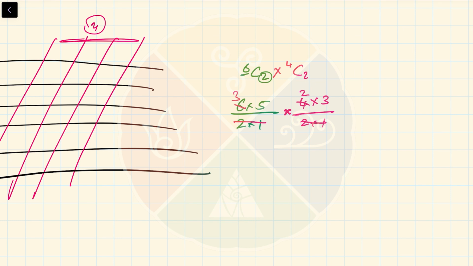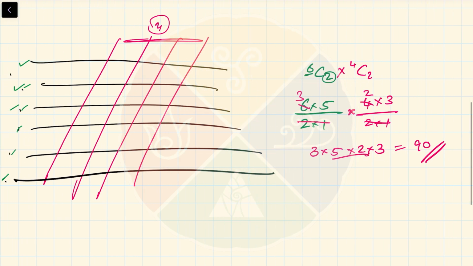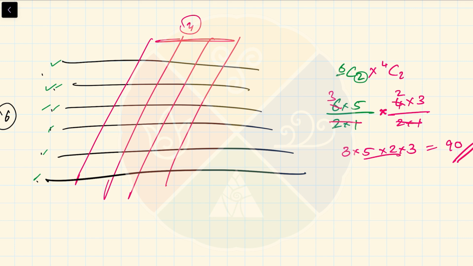That is 2. This is 3. 3 into 5 into 2 into 3. 5 into 2 is 10. 3 into 3 is 9. Your answer is 90. 90 quadrilaterals you can make out of this figure. So that's how you solve this problem.